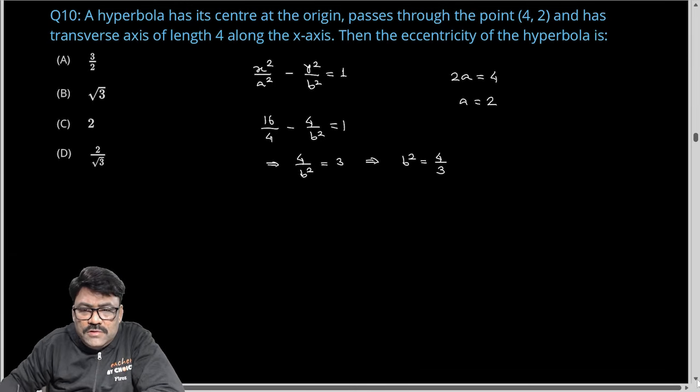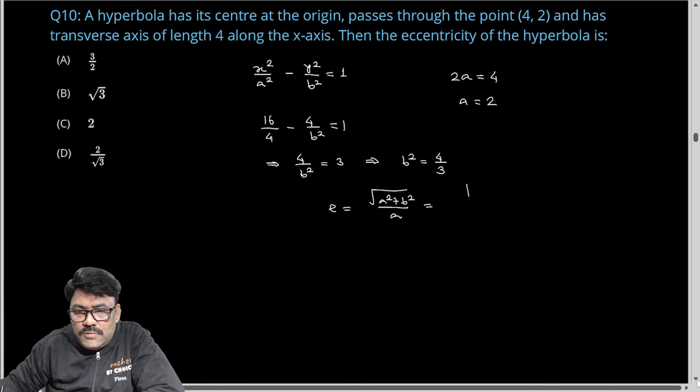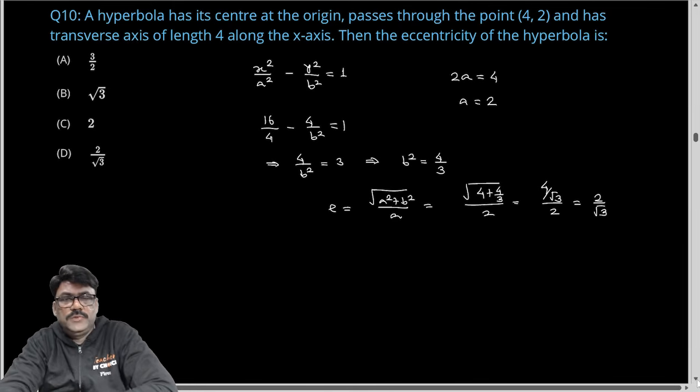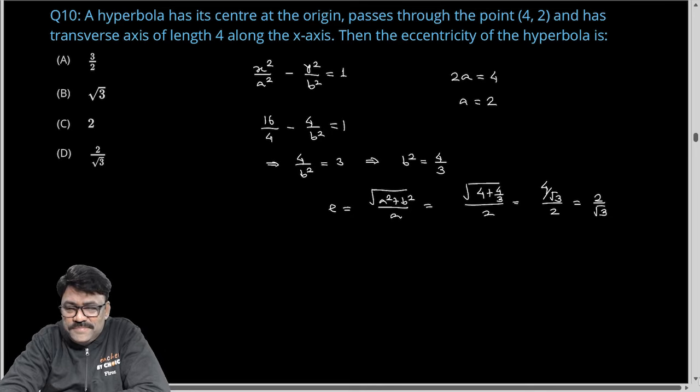Now what they are asking? The eccentricity. The eccentricity of a hyperbola is what? Under root a square plus b square by a. So a square is 4, b square is 4 by 3, by a is 2. So it is 16 means 4 by root 3 divided by 2. So hence 2 by root 3 is the correct answer. Option D should be correct here, right?